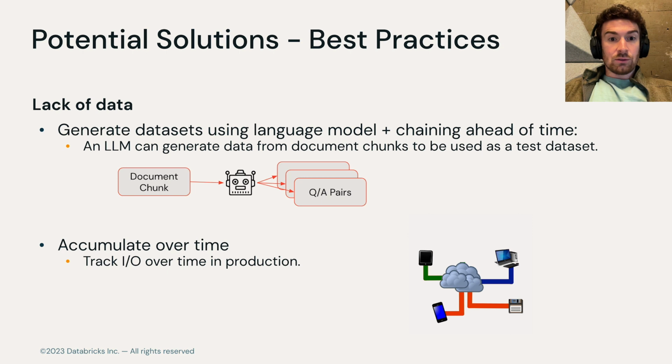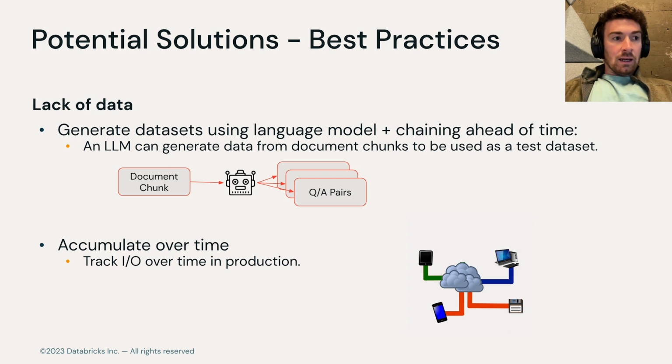So some potential solutions here that are emerging as best practices. First, around the lack of data. There's two things here that people tend to do. One is generate data sets ahead of time. And so you can generate these programmatically, and oftentimes a language model is part of that programmatic generation of these things.